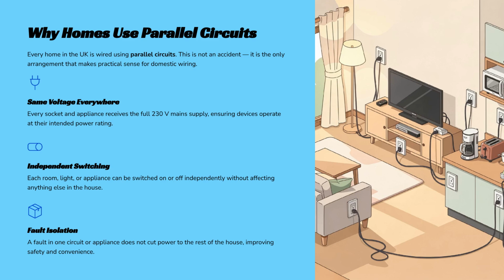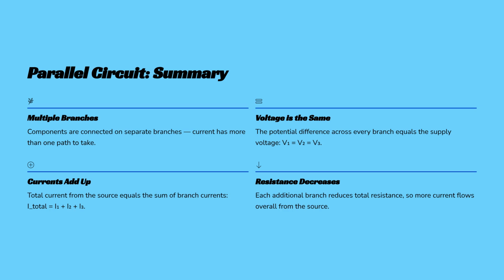This completes our guide on circuit types. Let's summarize parallel circuits. Unlike series, they offer multiple branches for current. Voltage remains constant across every branch, while total current is the sum of currents in each individual path. Importantly, adding branches actually reduces total resistance.